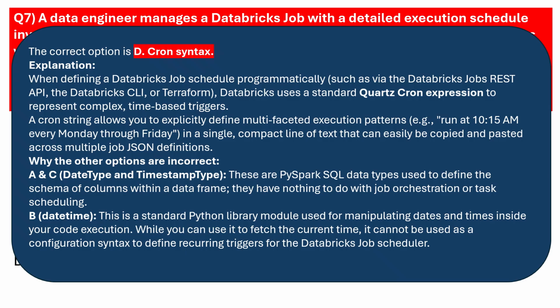A and C, DateType and TimestampType. These are PySpark SQL data types used to define the schema of columns within a data frame. They have nothing to do with job orchestration or task scheduling. B. Datetime. This is a standard Python library module used for manipulating dates and times inside your code execution. While you can use it to fetch the current time, it cannot be used as a configuration syntax to define recurring triggers for the Databricks job scheduler.